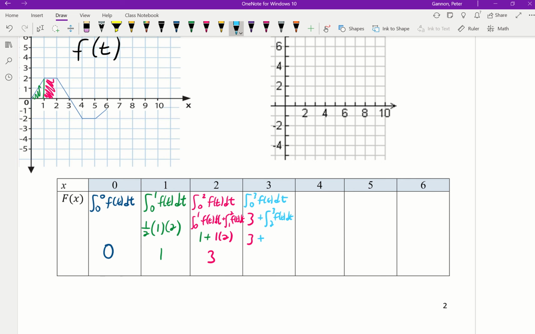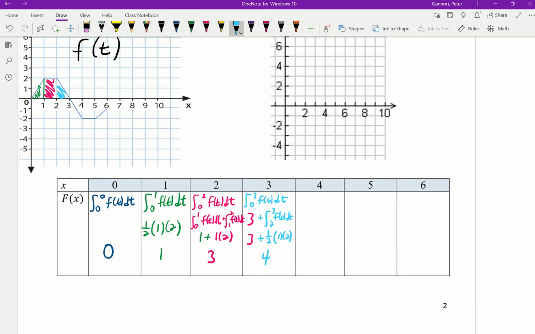So now we want to add this area, which is another triangle. The area of that triangle is going to be 1/2. The base is 1. The height is 2. So that's 1. So 3 plus 1 is 4. So the integral from 0 to 3 is going to be 4. All right, and now we're going to continue along with that idea.